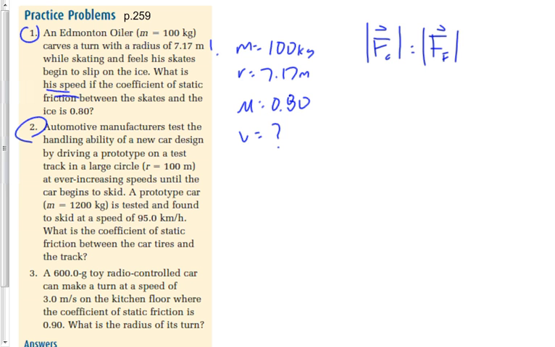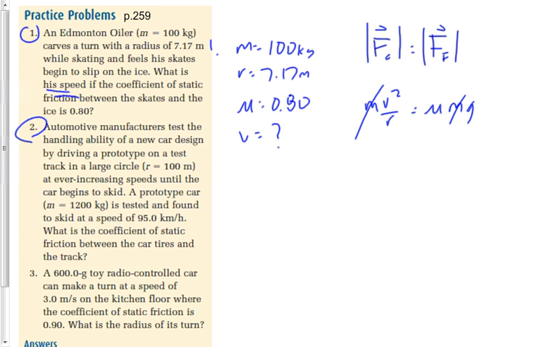We can say mv squared over r is equal to mu times m times g, right? The normal force being mg in this case. Now, if you want to just solve for ff and then set it equal, that's okay too. Doesn't really matter whether you set them equal right now or solve for ff and then set them equal. Bottom line is they're equal to each other, so set them equal at some point.